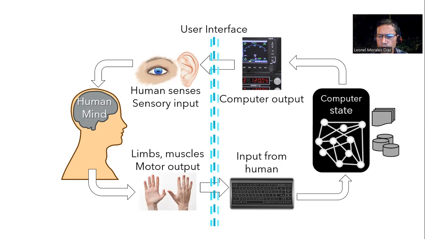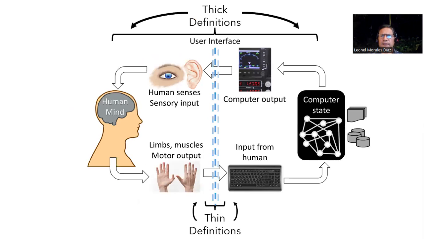So what I found is that the definitions online can be categorized in two main categories. Thin definitions are the ones that concentrate on describing what is happening in this narrow region of contact between the user and the computer. And thick definitions are a little bit broader, wider. They try to describe the human capabilities that have to be matched with the computer capabilities.